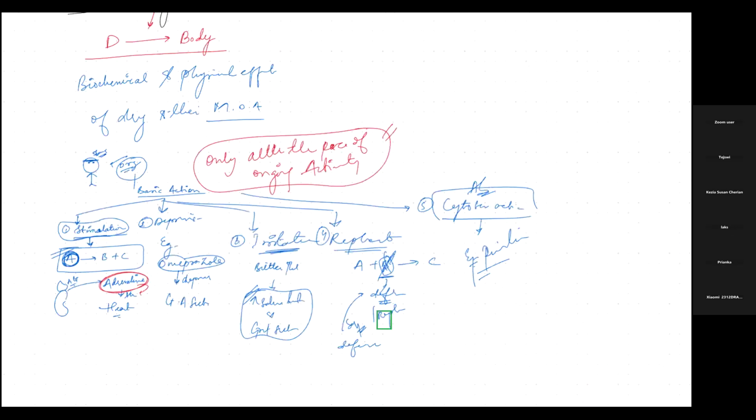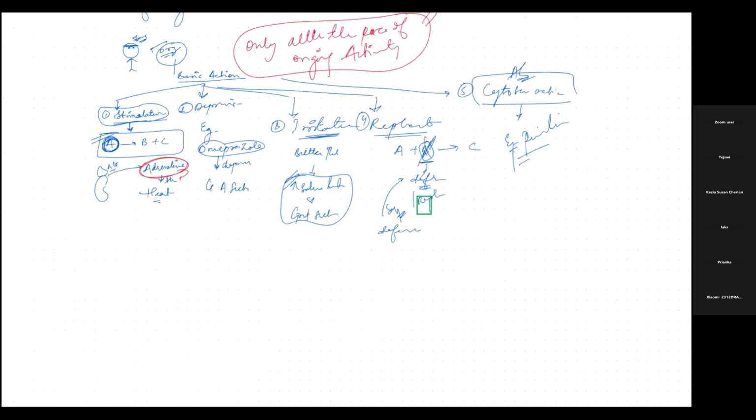If A is missing, A will be replaced. If A is working slowly, A will be stimulated. If A is working too much, A will be depressed. If we need some kind of irritation, we will give some kind of irritation. And if some invasion is there, we will give cytotoxic actions, but it will never produce a new reaction in your body. That point should be noted. Okay, so it will only alter the pace of the ongoing activity.